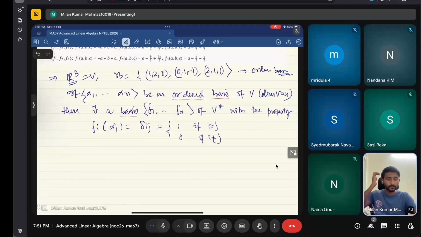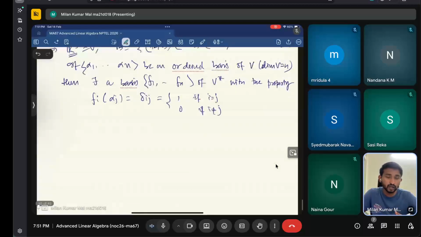This is very clear. Suppose you have a vector space V and a basis consisting of elements alpha 1, alpha 2, up to alpha n. Now you have V star, the space of all linear functionals on V. Now, if you want to obtain the basis, the dimension is n.